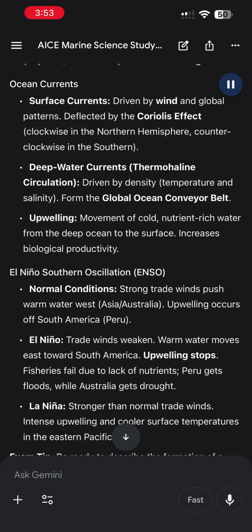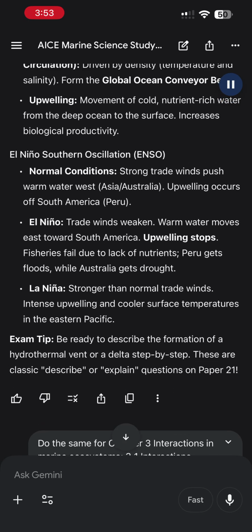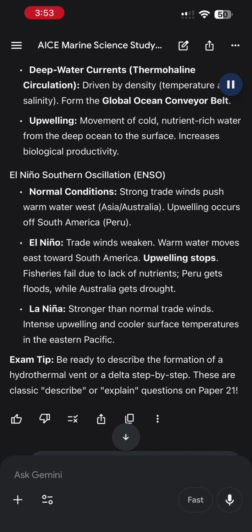Upwelling, movement of cold, nutrient-rich water from the deep ocean to the surface. Increases biological productivity. El Niño Southern Oscillation, ENSO. Normal conditions. Strong trade winds push warm water west, Asia, Australia. Upwelling occurs off South America, Peru.